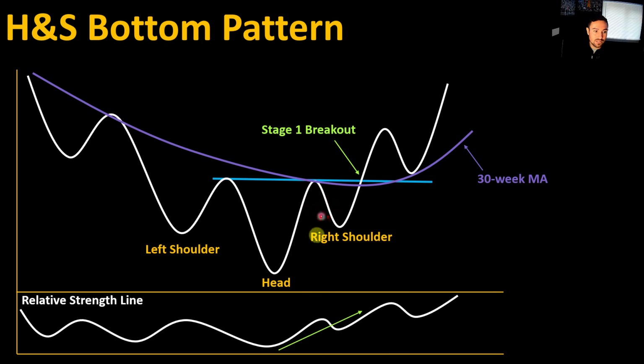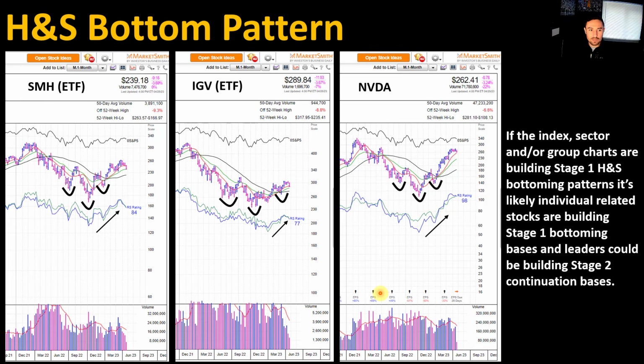Another subtlety to be looking for, imagine if this is a group, okay? The RS line can actually start turning up. So you could see the RS line that's been in a downtrend bottom around the head and then start trending up. That's a really good sign. Remember when we spoke about relative strength earlier, relative strength turning up into a breakout? Really, really good. So let's go through a couple of recent examples.